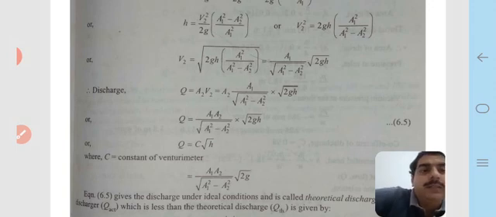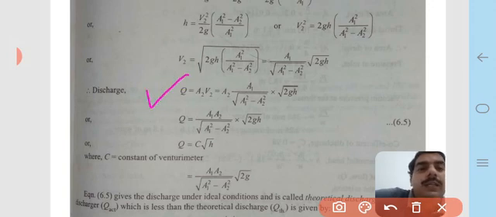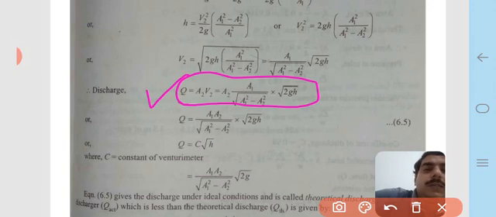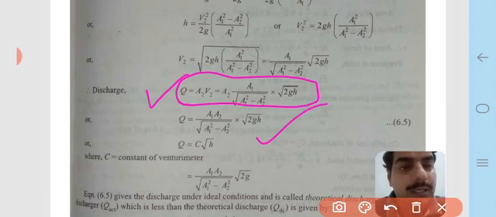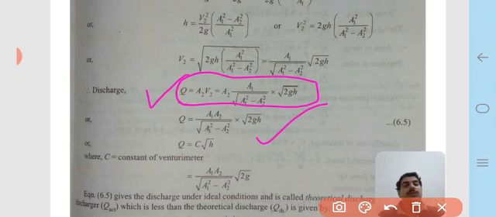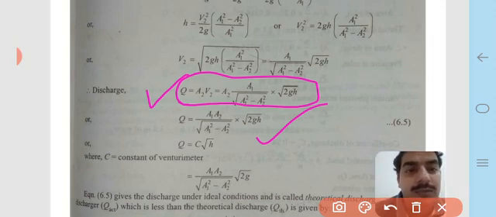rearranged. That is, Q is equal to a2 v2. Now putting this value of v2 here, therefore Q is equal to a2 into a1 upon under root (a1 square minus a2 square) multiplied by under root 2gh. So Q is equal to a1 a2 upon under root (a1 square minus a2 square) into under root 2gh, where C is the constant, and C is equal to a1 a2 upon under root (a1 square minus a2 square).